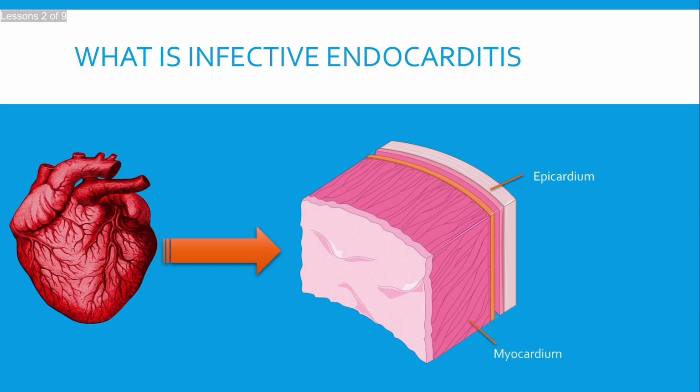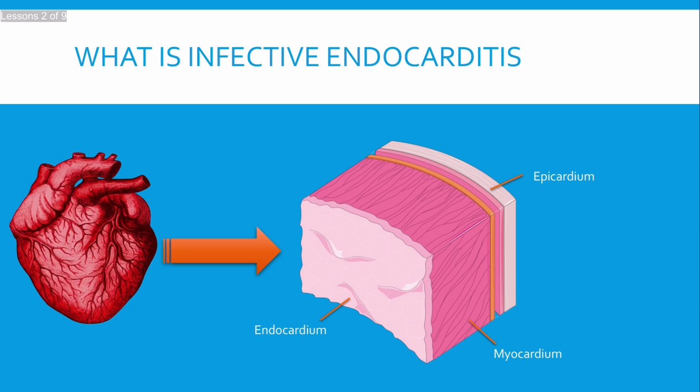Beneath the epicardium is the myocardium, the thick muscular middle layer, which is primarily responsible for the heart's powerful contractions and pumping action. And lastly, the innermost layer, which is the endocardium, a thin, smooth lining that covers the heart's interior chambers and valves, helping to prevent blood clot formation and maintaining a seamless flow of blood throughout the heart.